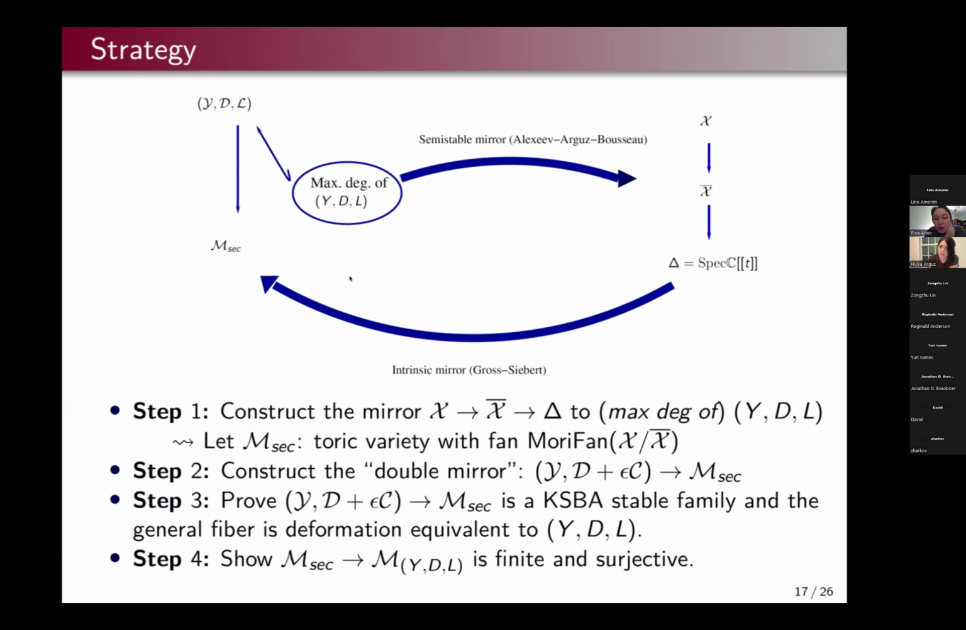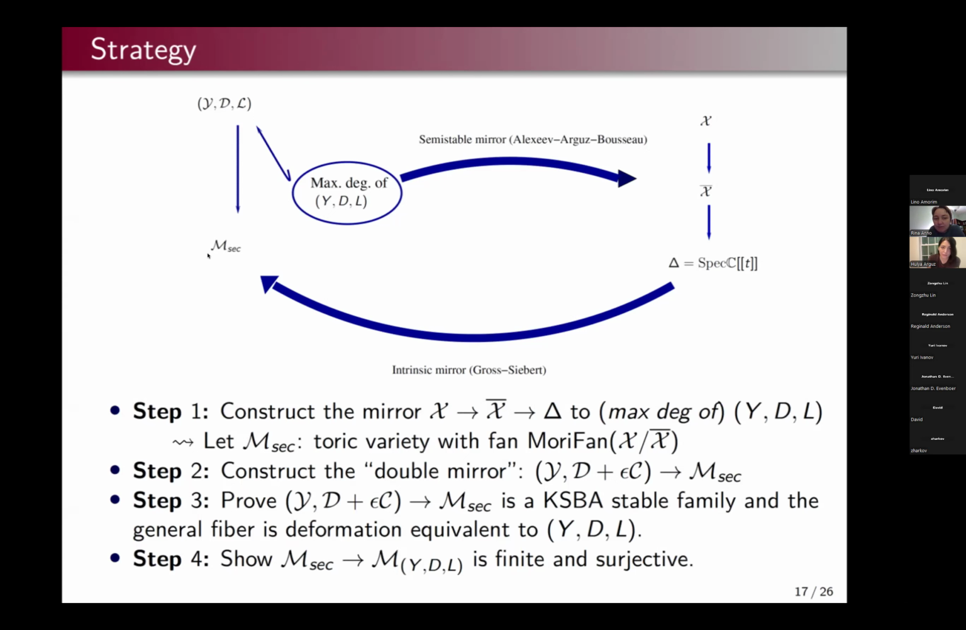Sorry, I'm confused now. Are we talking about M_sec or M_YDL? So M_sec is a toric variety, right? Yeah, right. I'm claiming that the conjecture is that M_YDL is a toric variety, and I'm showing that M_sec is actually going to give you M_YDL, and M_sec is a toric variety. So M_sec, I will construct as a toric variety by going to the mirror and taking the Mori fan, and M_sec is the associated toric variety.